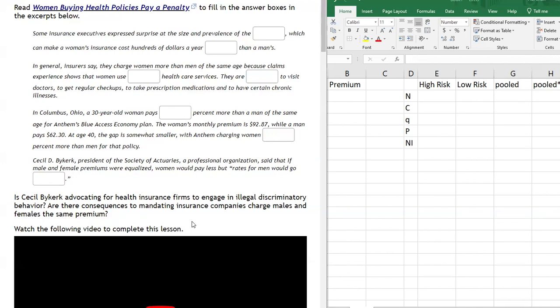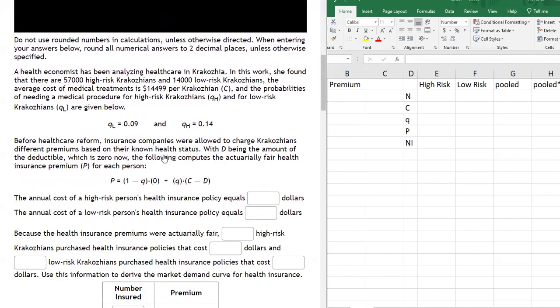Think about those questions as you work through this problem. As you work through the problem, you want to calculate your answers in Excel and then round them to 2 decimal places, unless in the problem I specified to do otherwise.